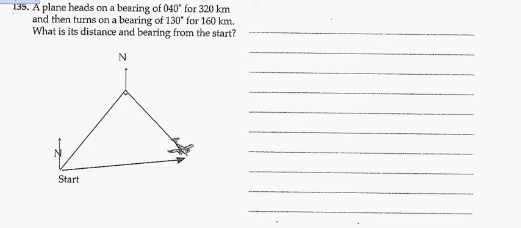Page 189, question number 135. The plane heads on a bearing of 040, so 40 degrees, it heads off this way and it travels for 320 kilometres. Once it gets to the top here, it turns on a bearing of 130 degrees and travels for another 160 kilometres. The question says, what is its distance and bearing from the start?